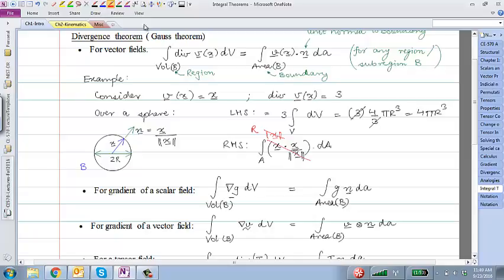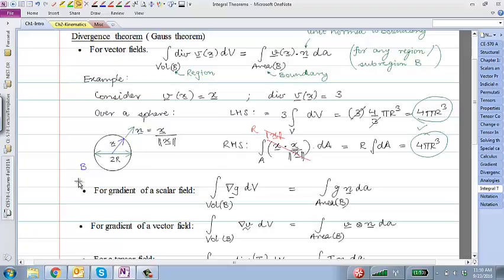So I can pull that out of the integral. I get R integral dA. What is integral dA for a sphere? The area of the sphere, which is just 4 pi r square, times another r, we get 4 pi r cube. And clearly left hand side is equal to right hand side. So that verifies the divergence theorem for a simple vector field x over the sphere.